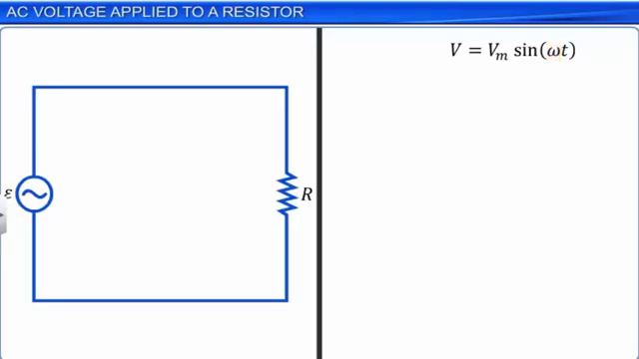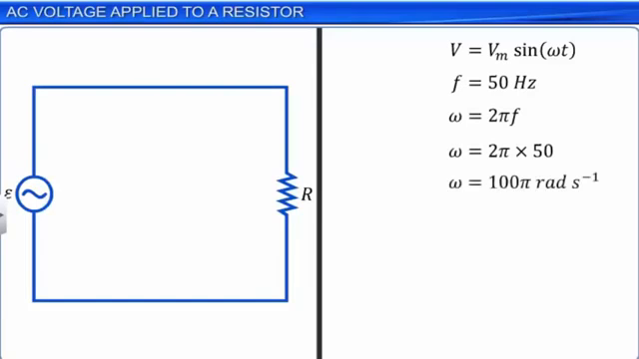Angular frequency ω should not be confused with frequency. For example, the AC voltage supply to our households has a frequency of 50 Hz. This means the angular frequency is 100π radians per second.